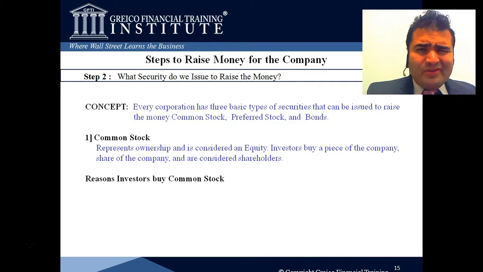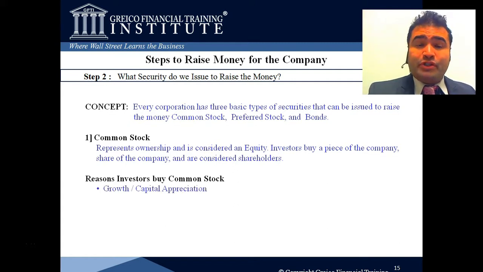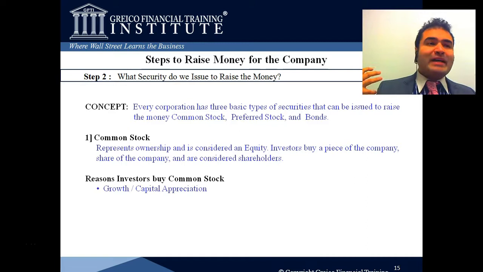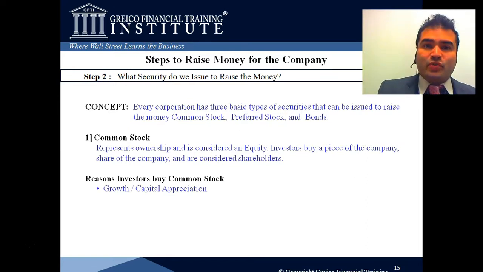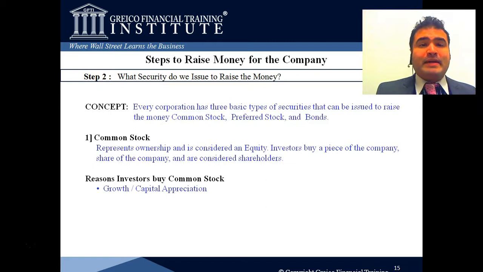Now, why do people buy common stock? They're not just buying it so they can call themselves an owner of Facebook. They're buying it to make money, and they can make money in a couple different ways. They can make money through growth, through capital appreciation. So this is the whole idea that you buy a stock at, let's say, $10, and then later on the stock doubles to 20. Okay, and you've doubled your money. That's growth. And that's one reason people buy stock.